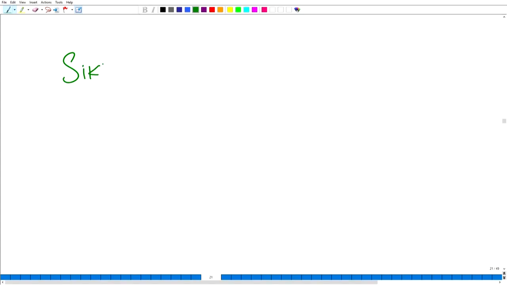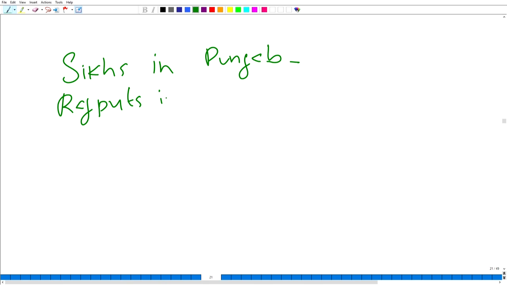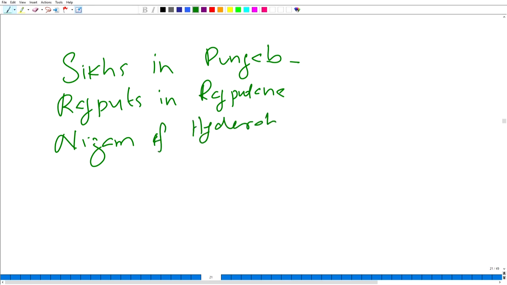The Sikhs in Punjab, the Rajputs in Rajputana, and the Nizam of Hyderabad supported the British in the suppression of the rebellion of 1857. They had their own reasons to support the British.